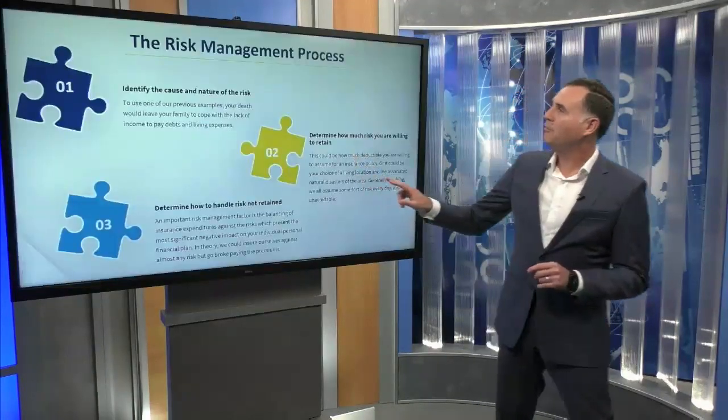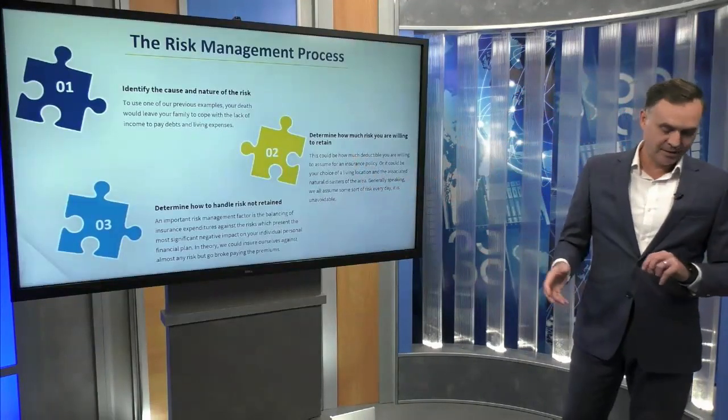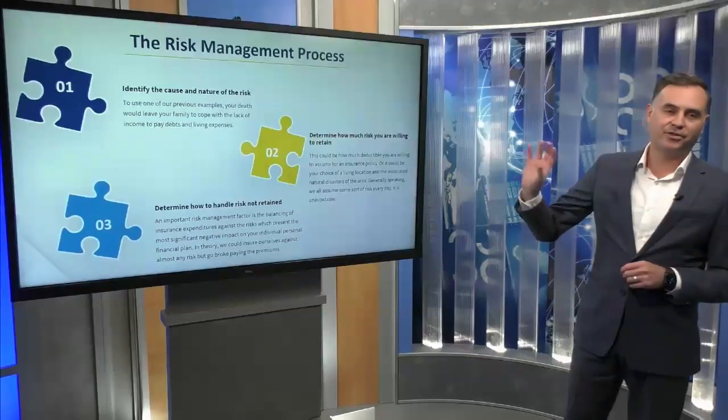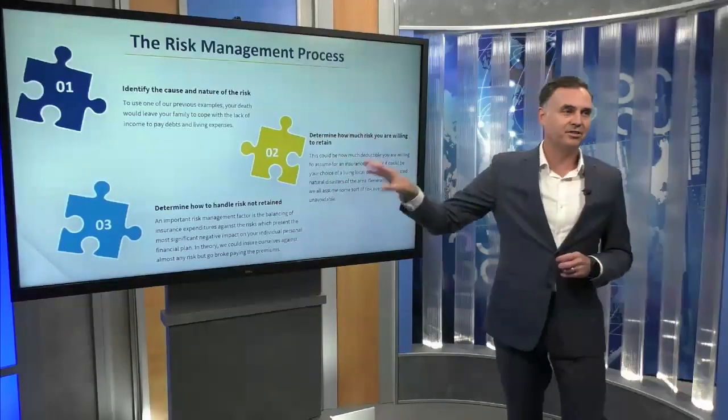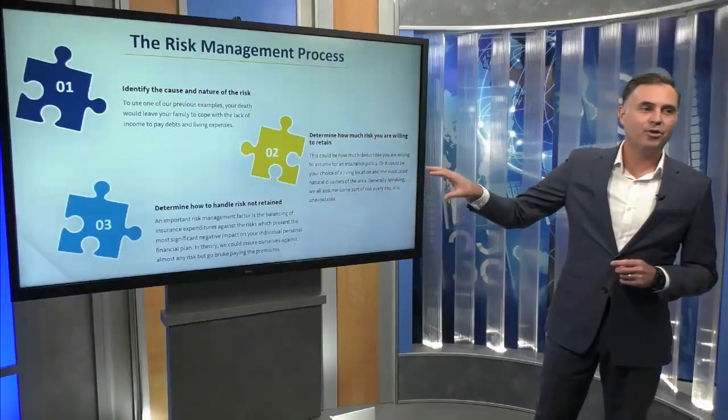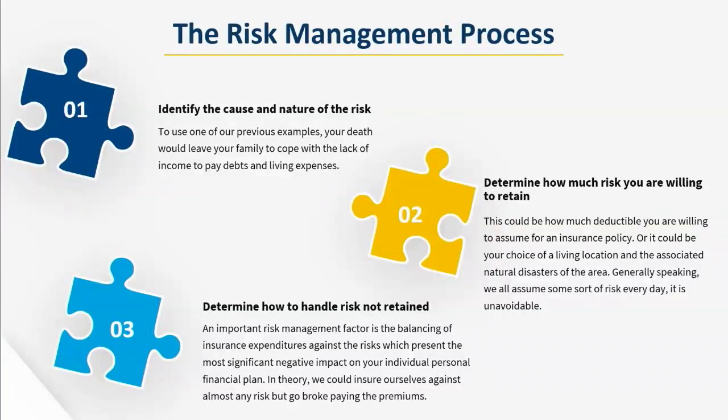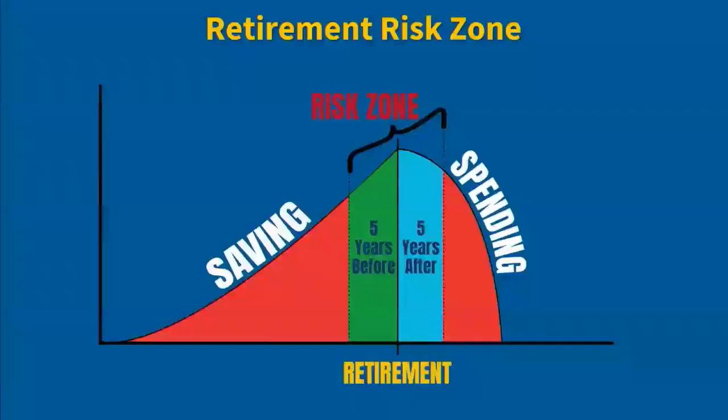Now I'm going to move into the risk management process. As we're saying, it's really understanding, identifying the cause and the nature of the risk, and determining what you are willing to retain in yourself as a risk. Are you able to self-insure? Do you want to supplement that with an insurance company, or do you want to say, I don't want any of this risk, I want to pass this on to somebody else? It's basically understanding how much you're able to retain, and then determining how to handle the risk that you have retained.